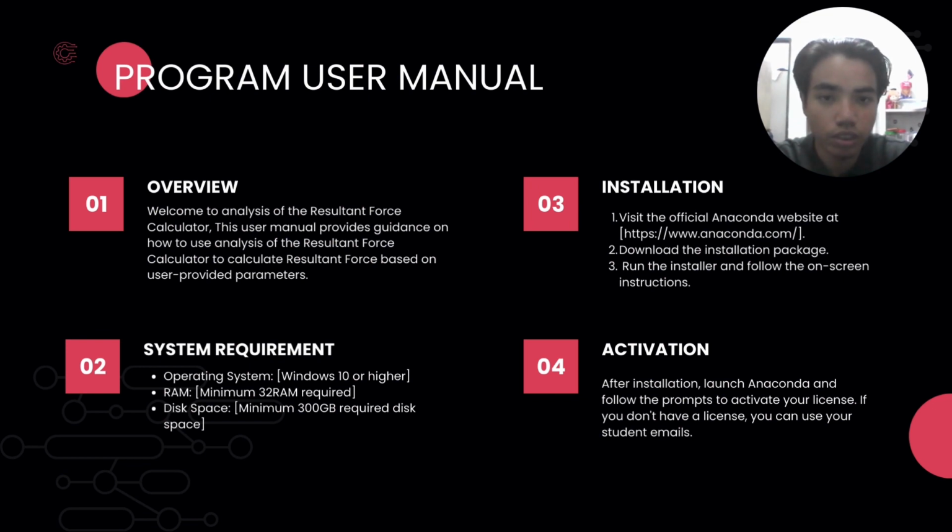Next is installation. So how to install the Anaconda? First, you need to visit the official Anaconda website. Then click download. After that, run the installer and follow the on-screen instructions. After completing the installation, you need to activate the Anaconda. So after installation, launch Anaconda and follow the prompts to activate your license. If you don't have a license, you can use your student email.